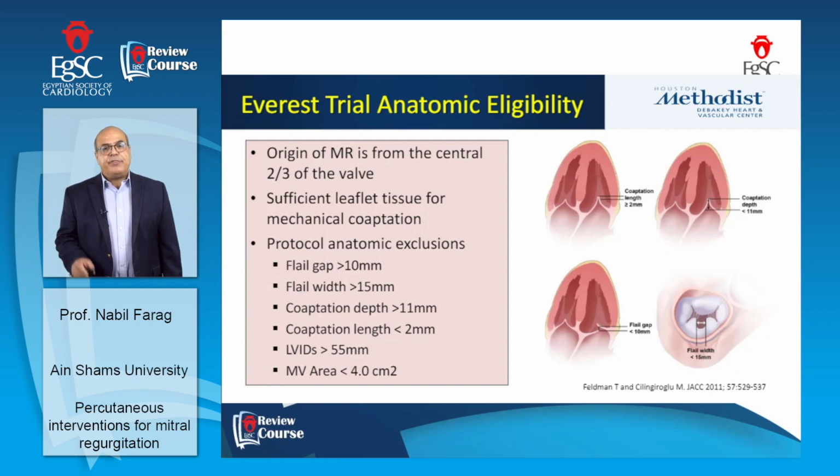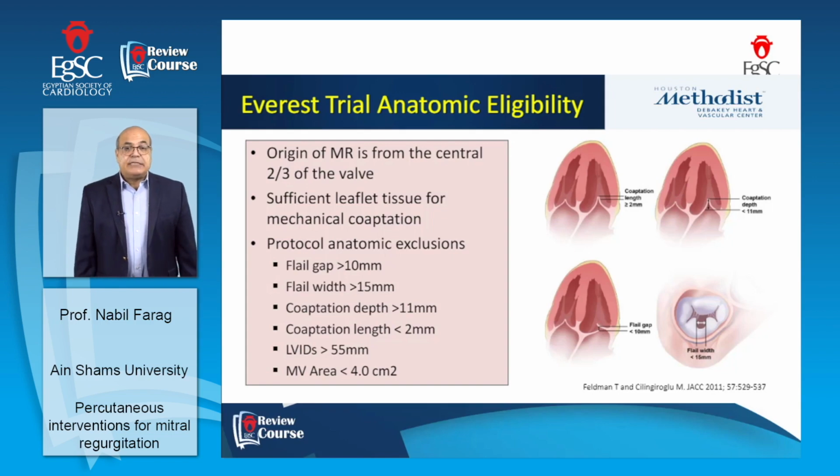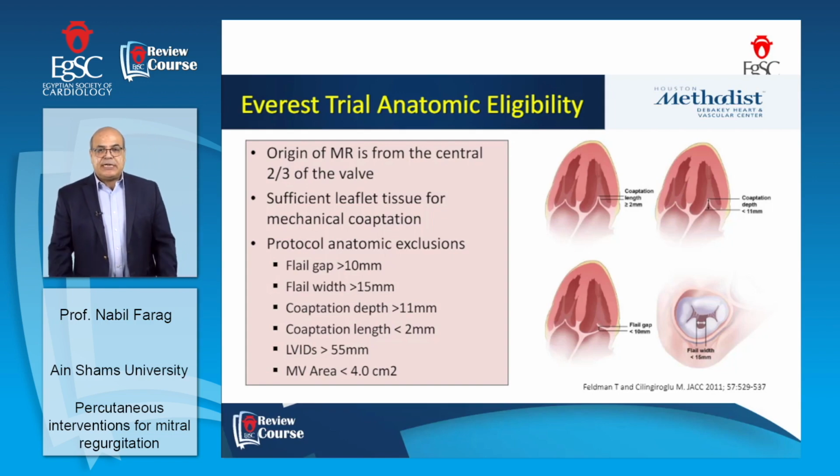A very important point, the origin of the mitral regurgitation is central. Central means B2, A2. We described before the anatomy of the mitral valve, and we know very well that the anterior leaflet has 3 segments, A1, A2, A3, and the posterior leaflet B1, B2, B3. So the mitral regurgitation should be central through A1, A2, B2, and sufficient leaflet tissue for mechanical coaptation. As we said before, the coaptation length should be more than 2 millimeters.